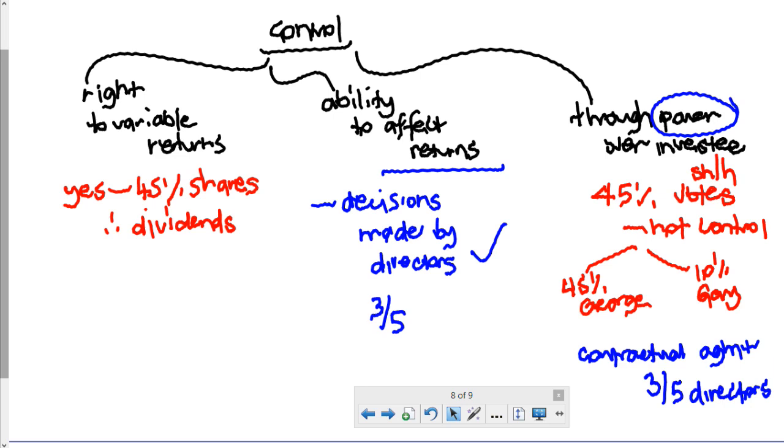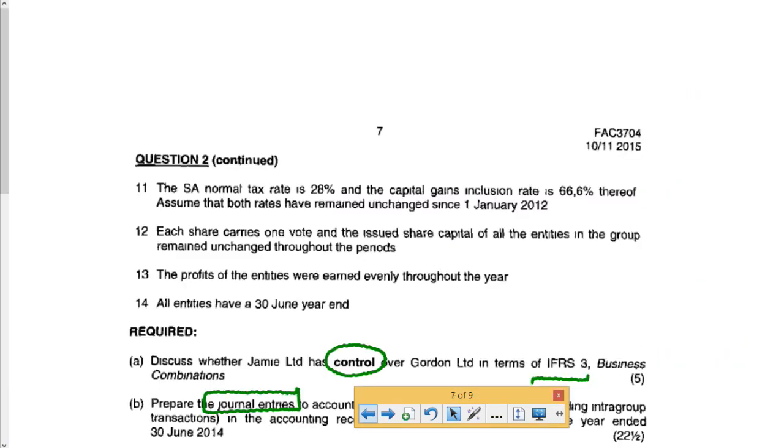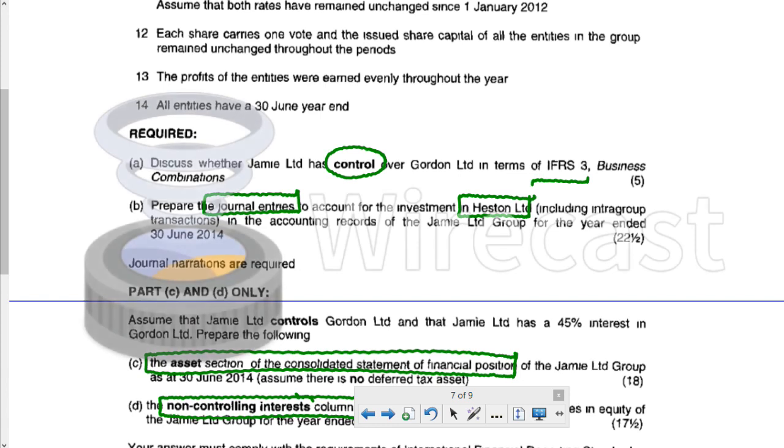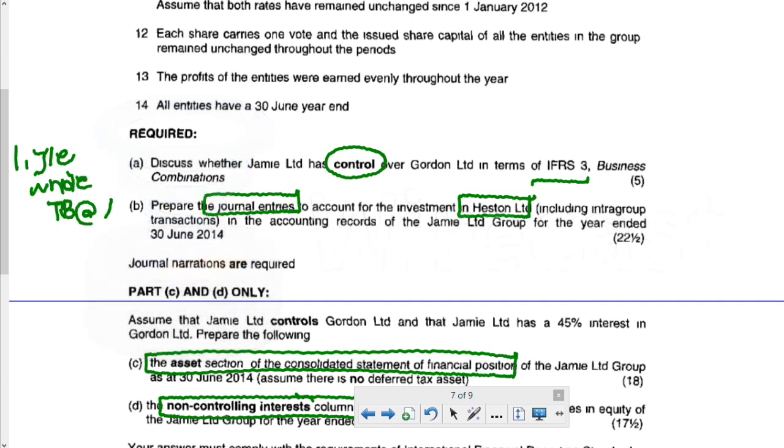All right. So the next question is about a joint operation. They want you to do the journal entries. Remember the journal entries that we do for a joint op. We first bring in the journal entry: whole TB at your percentage. Okay, that's your first journal.